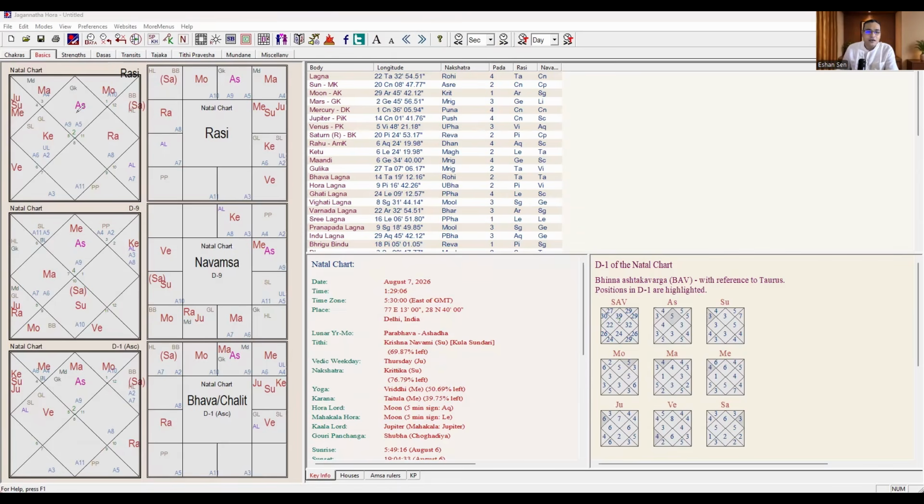Let us take the Lagna or the ascendant. What is the Lagna degree? The Lagna degree is 22 degrees, 32 minutes, 54.51 seconds. Now, for simplicity's sake, let us take 22 degrees. And what we need to do is divide by 3.33. You will get something like 6.66, and that is in the 7th Amsha. So the ascendant is falling in the 7th Amsha.